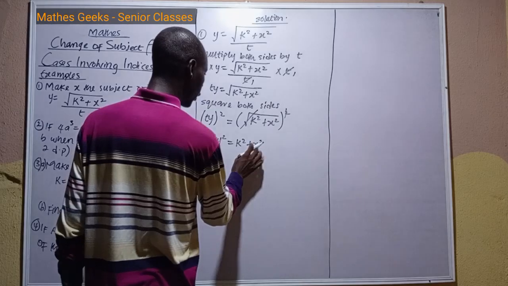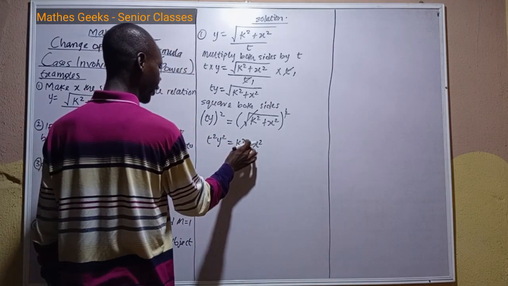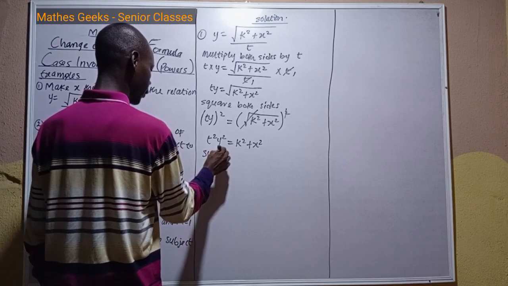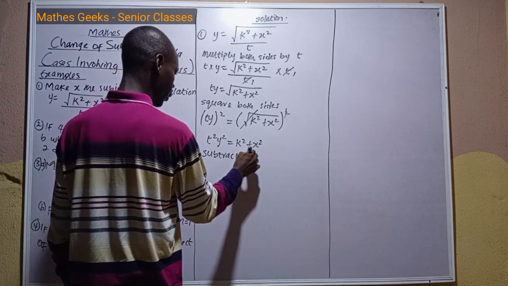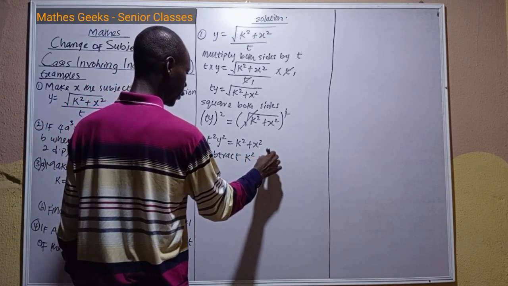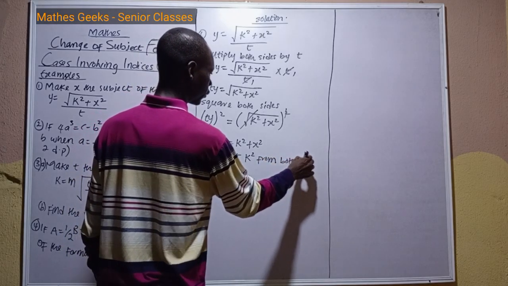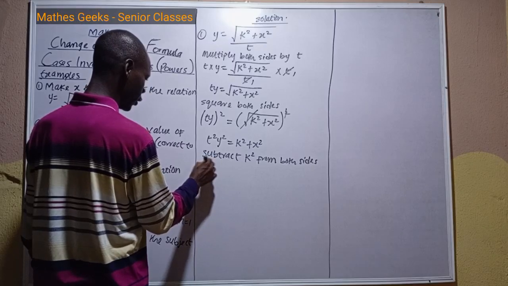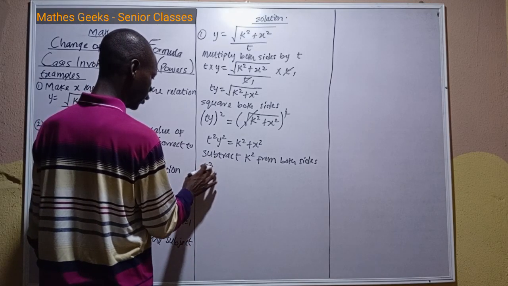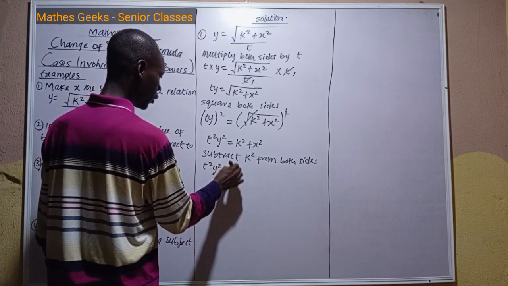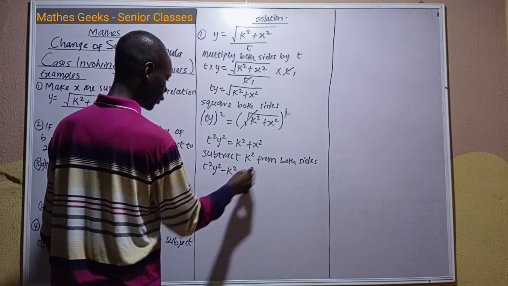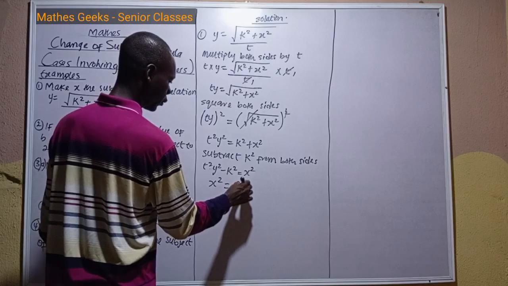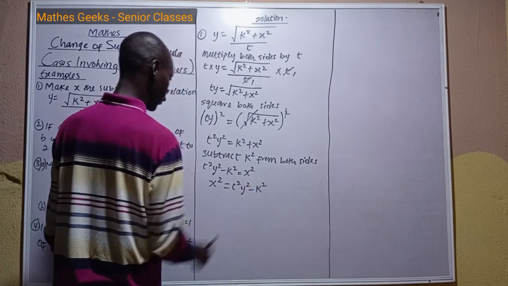So next we're going to eliminate q squared from here. To do that, we subtract q squared from both sides because this is addition. Subtract q squared from both sides. So t squared y squared minus q squared equals x squared, which can be written as x squared equals t squared y squared minus q squared.